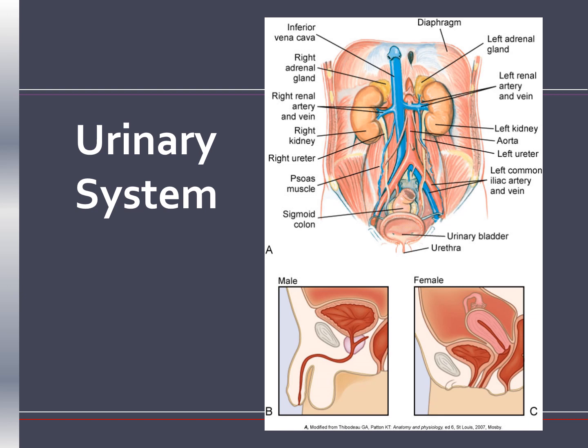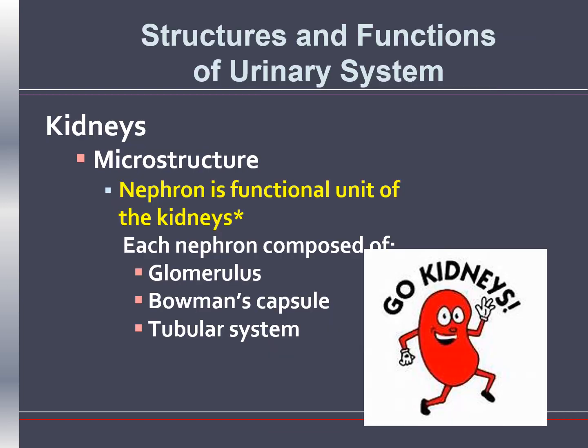Kidneys are really the principal organ of the urinary system. There's obviously other organs, but the kidneys are number one. The primary function of the kidneys is to regulate the volume and composition of ECF and excrete waste products from the body. Each kidney contains approximately 1 million nephrons. Nephron is the functional unit of the kidneys. Each nephron is composed of the glomerulus, the Bowman's capsule, and the tubular system.